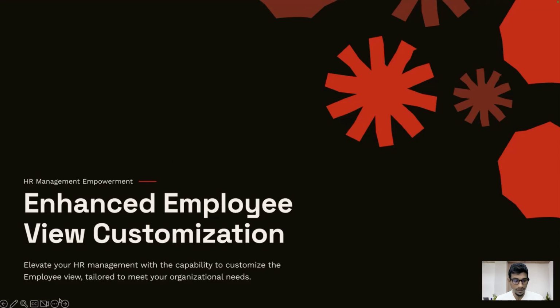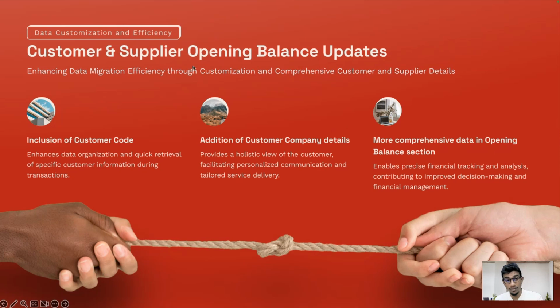Now I'm going to cover the next update. All right, customer and supplier opening balance update. What has been updated when it comes to customer and supplier details? The customer code and the customer company, making it more comprehensive under the opening balance section.